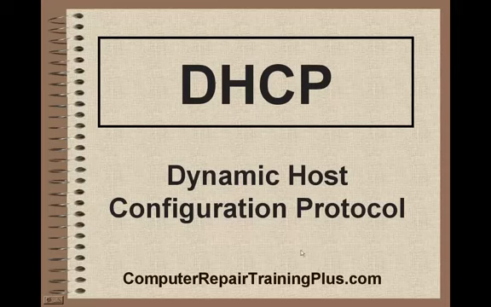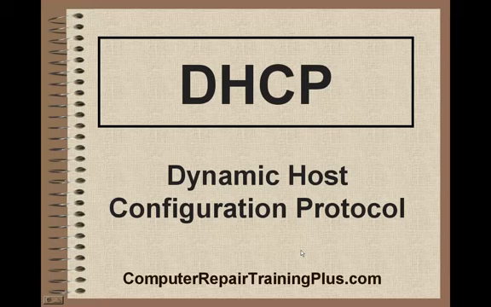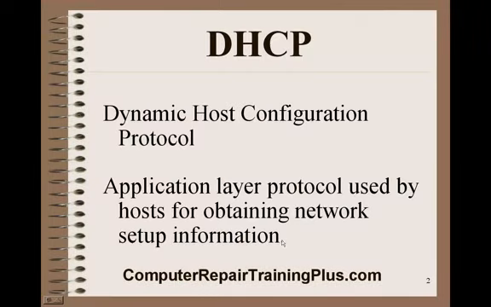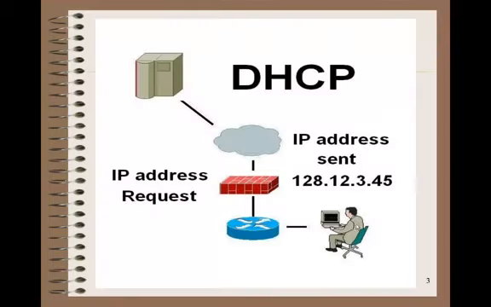Today we're going to talk about DHCP. This is the Dynamic Host Configuration Protocol, used quite extensively in networks for obtaining network information. DHCP is an application layer protocol used by hosts or computers for obtaining network setup information such as IP addresses, subnet masks, default gateways, and some other information.